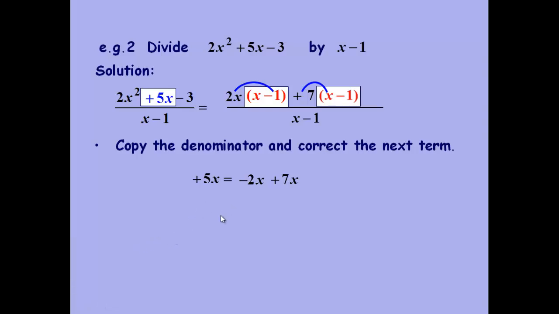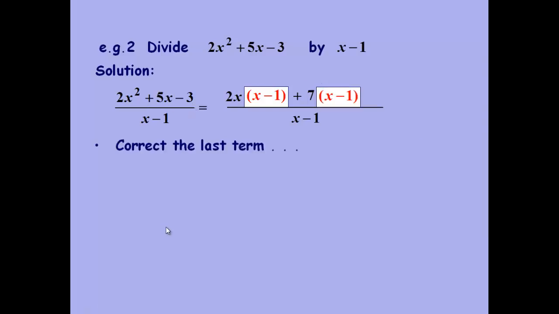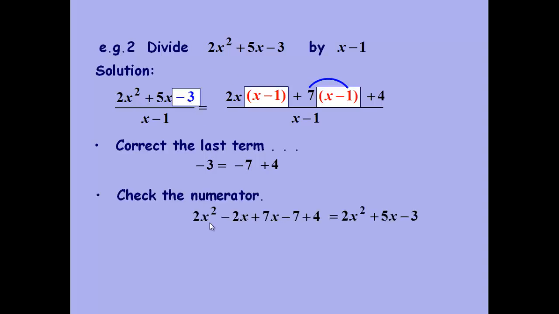We now have the first two terms correct, but we've got minus 7 and only minus 3 here. So to correct the last term, we place plus 4 at the end. And now the right hand side equals the left hand side. You can see there that if we multiply out everything, we get back to where we started, which is what we'd expect.